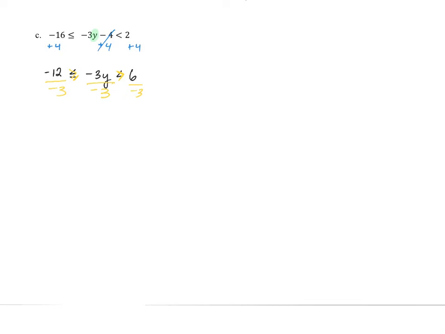Negative 12 divided by negative 3 is 4, so 4 is greater than or equal to y, which is greater than negative 2. Does that make sense? Is negative 2 less? Yeah, let's take a look at this graphically.